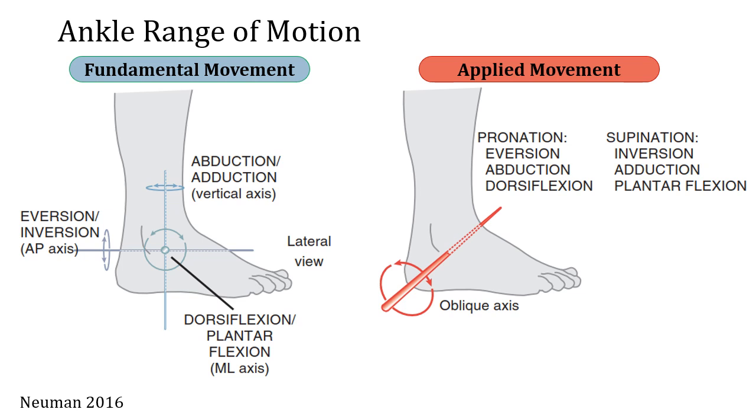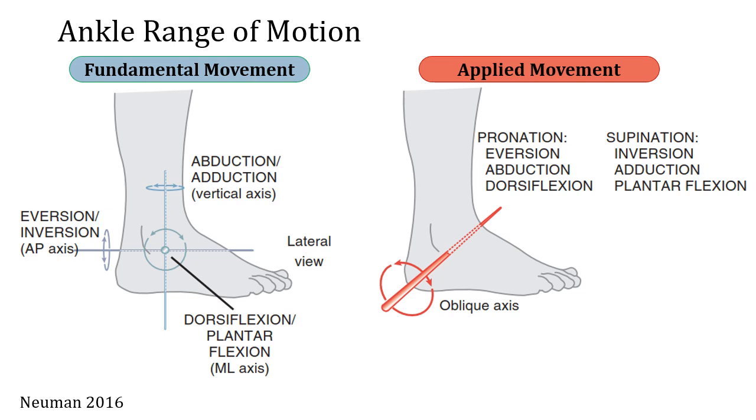So we can organize it into the fundamental movements and then the applied movements. The fundamental movements occur around the three primary axes of the transverse, sagittal, and coronal axis, respectively. And then we have the plantar flexion and dorsiflexion within the medial longitudinal axis. We have the vertical axis, which gives us abduction and adduction. And then we have the AP axis in the frontal plane that gives us our inversion and eversion.